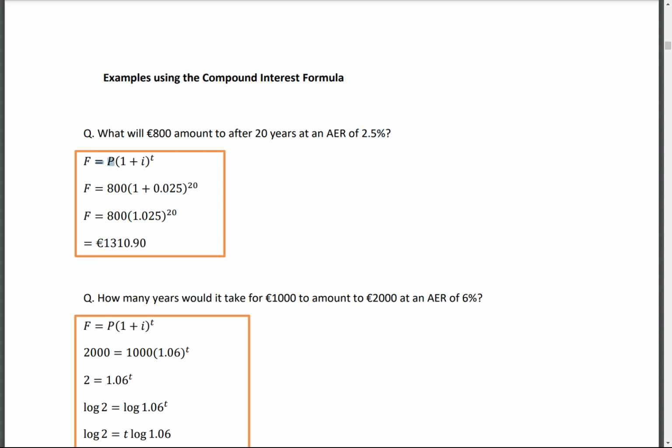So the present value of your money is 800. I is now 0.025. And the time period for your loan or your savings is 20 years. So you just fill in the formula and work it out on your calculator, and there's the answer, 1,310 euros and 90 cents.